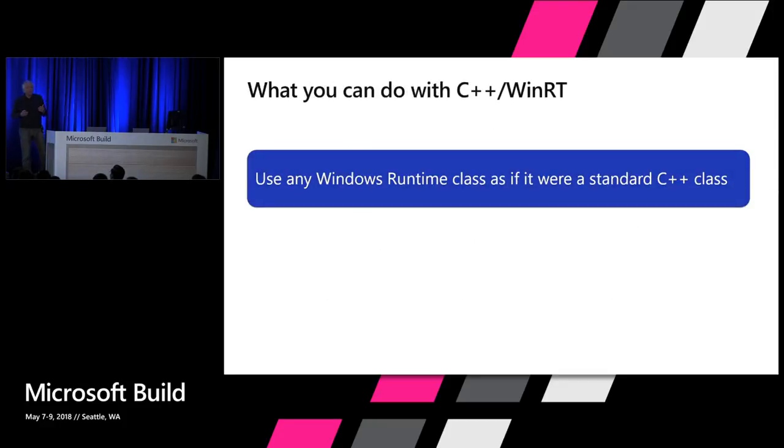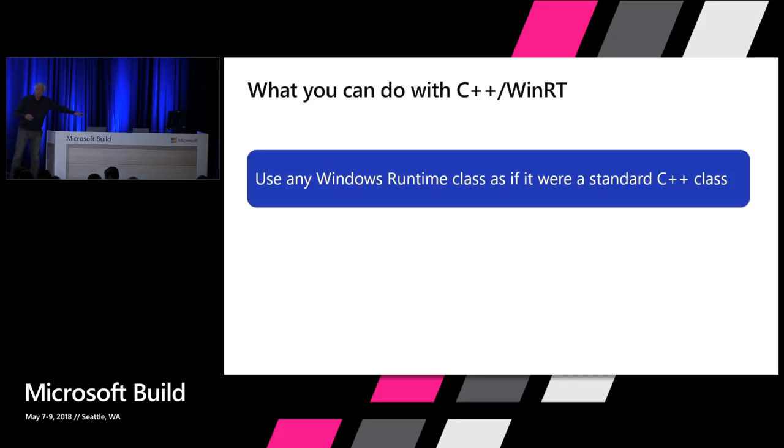What can you do with it? Well, basically, every OS API, or really any Windows runtime API, whether it's an OS API or some third party, to you is just a C++ class. You just instantiate it and you call members on it just like you would any other C++ class. We go to great lengths to make it look, feel, and behave just as it were any other C++ library.